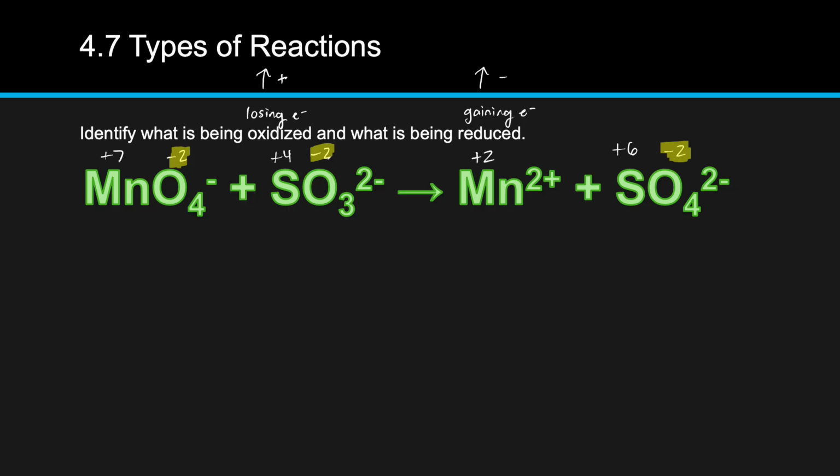So now I'm looking at manganese and I'm looking at sulfur. I can see that in manganese, I'm going from a +7 to a +2, which means I gained negatives because I gained 5 negatives or 5 electrons. And because I'm gaining electrons, that means manganese is being reduced. Now let's look at sulfur. Sulfur goes from a +4 to a +6. Remember, when we're getting more positive, we are losing electrons. So that means sulfur lost 2 electrons, which means it was oxidized.